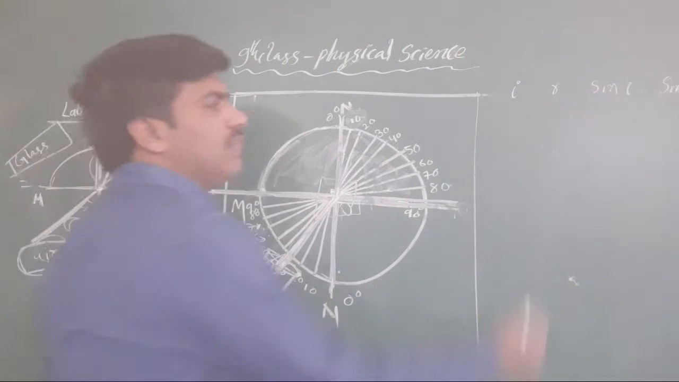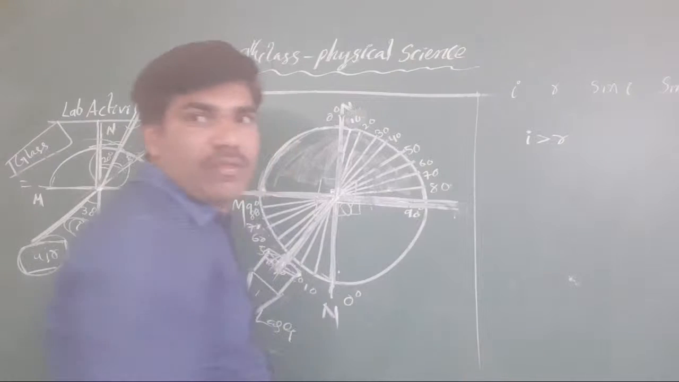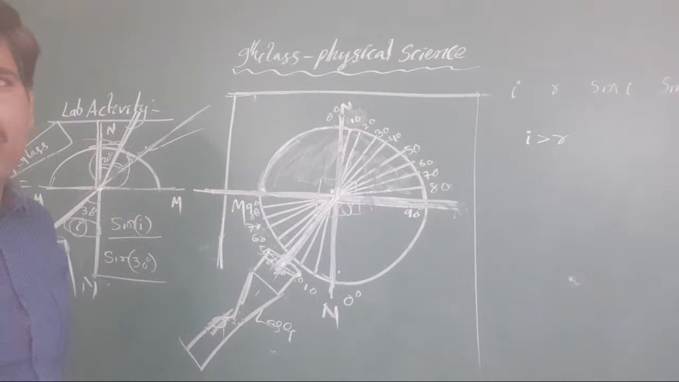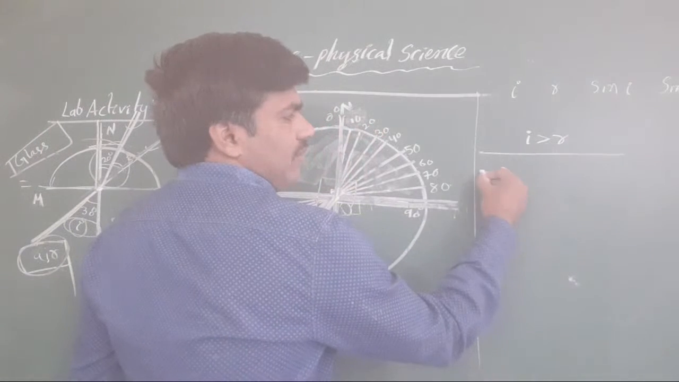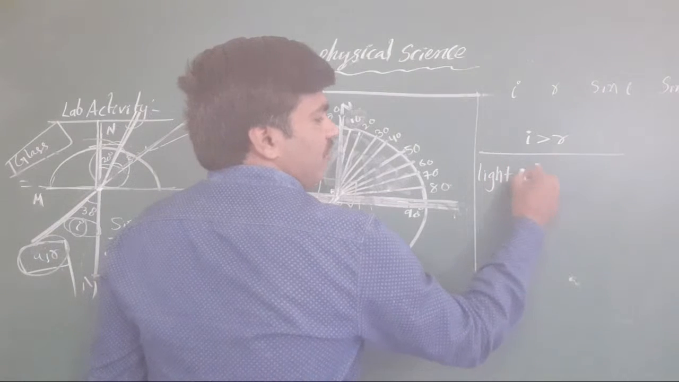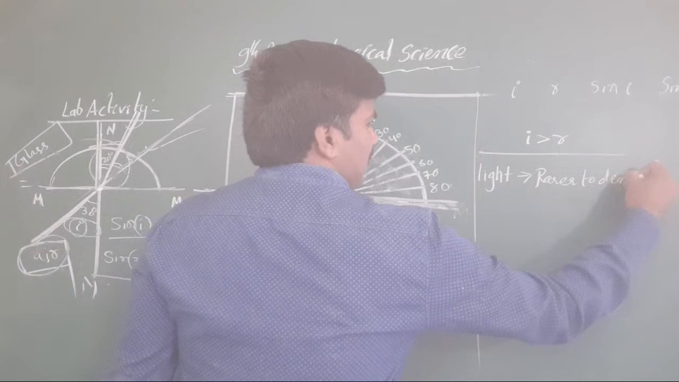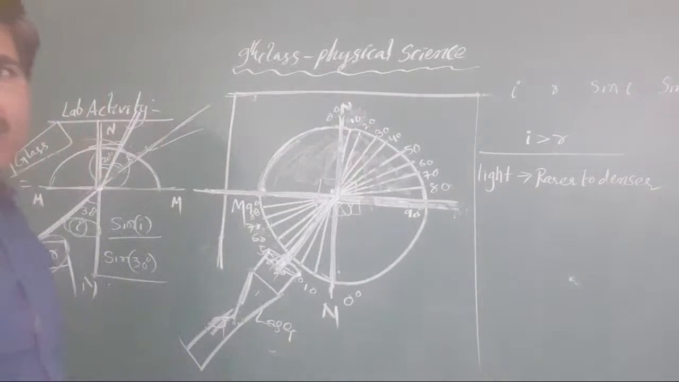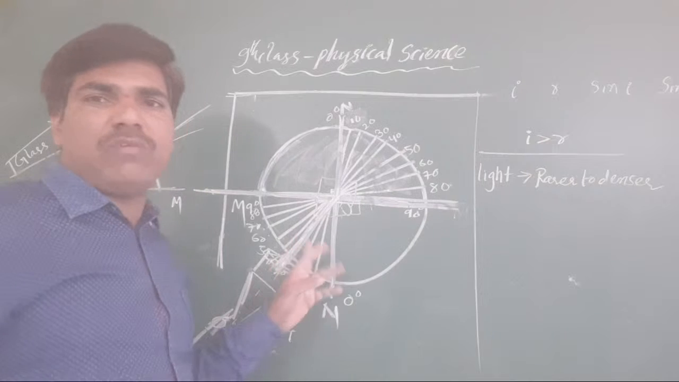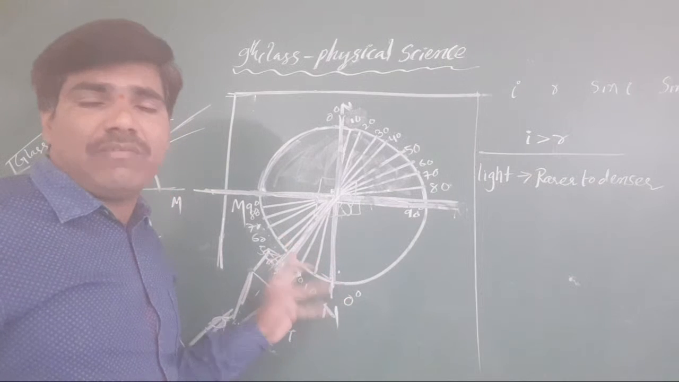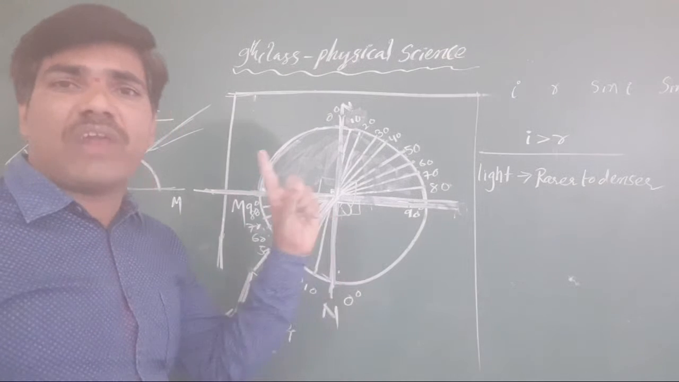Then what information will we get from this experiment? First thing, I is greater than R. I is greater than R. Okay, clear or not, all of you? Light passes from where? From the rarer to denser. Rarer to denser. Correct or not, all the students? The question may be given like that only. This lab activity gives the information about the relation between the incident ray and the refracted ray.